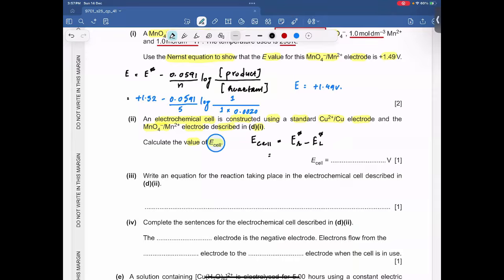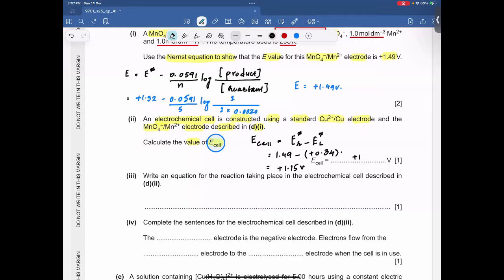E naught right is 1.49 because it has a more positive SEP value. So I need to put it as E naught right. E naught left is copper. Copper is plus 0.34 volt. So the value of E cell is going to be plus 1.15 volt.